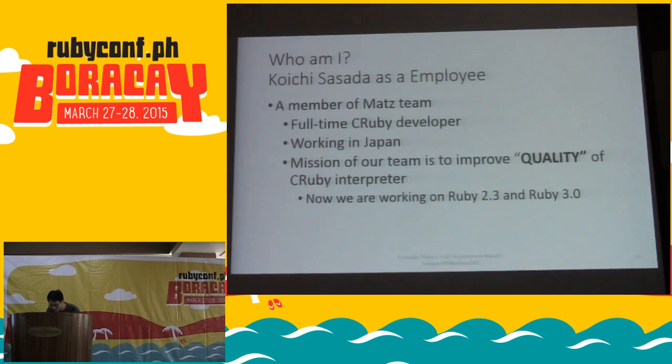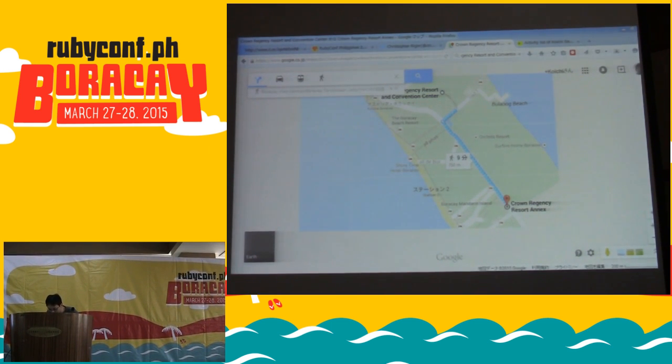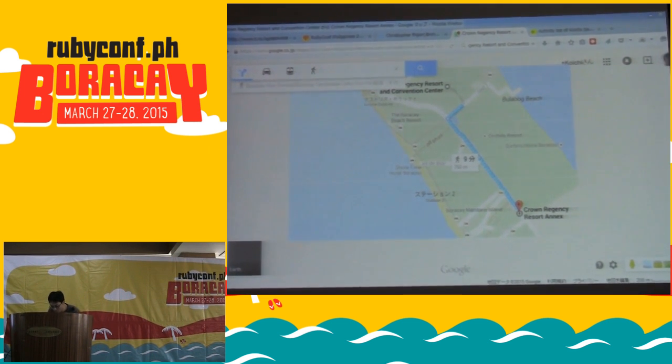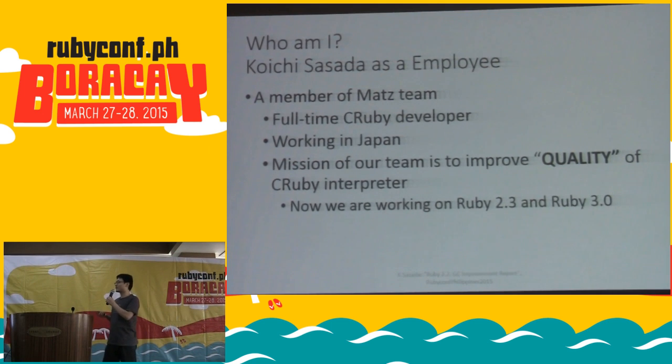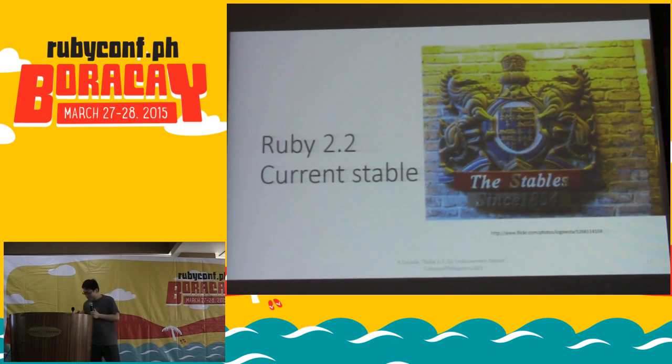Last year, I borrowed a message from Matsumoto-san. But this year, sorry, I can't bring his message. Our target is Ruby 2.3 and Ruby 3.0, the next minor release and next major release. Last year, Matz published the image of Ruby 3.0, the big changes. We are discussing these big changes and the small changes for Ruby 2.3.